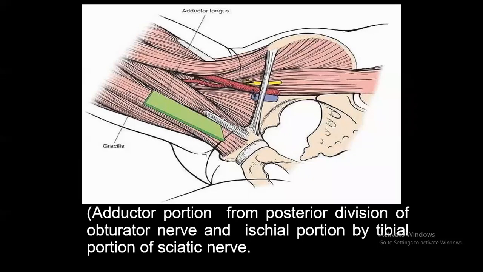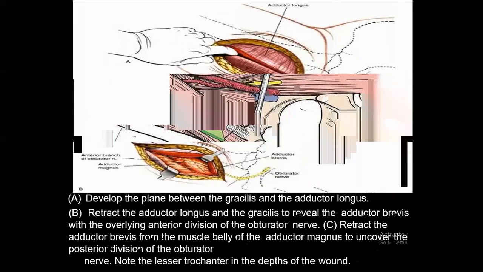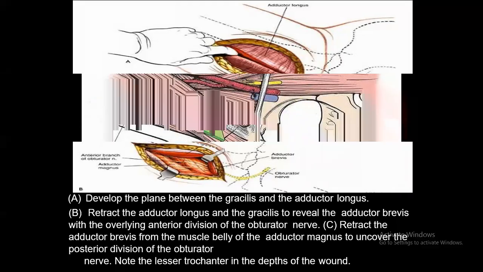This picture shows the intermuscular interval of the medial approach to the hip joint. The interval between the adductor longus and gracilis is not an internervous plane because both muscles are innervated by the anterior division of the obturator nerve. The plane is safe, however, because the muscles receive their nerve supply proximal to the dissection. Picture A: develop the plane between the gracilis and adductor longus, superficial dissection. Retract the adductor longus and gracilis to reveal the adductor brevis with the overlying anterior division of the obturator nerve. Picture C: retract the adductor brevis from the muscle belly of the adductor magnus to uncover the posterior division of the obturator nerve. Now note the lesser trochanter in the depth of the wound.